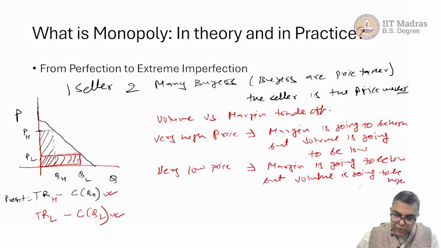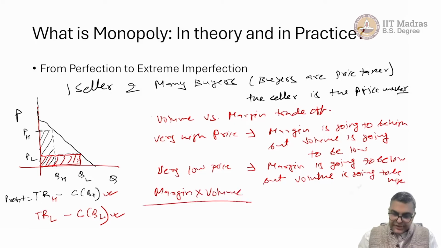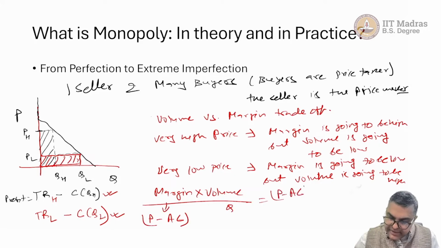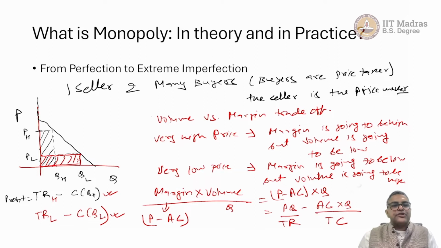And what you care about is margin multiplied by volume, isn't it? This is Q and this margin is P minus AC. And so, if you write P minus AC multiplied by Q, that is PQ minus AC multiplied by Q, this is your total revenue, this is your total cost. You are back to the original equation. So, there is a trade-off that one can make.